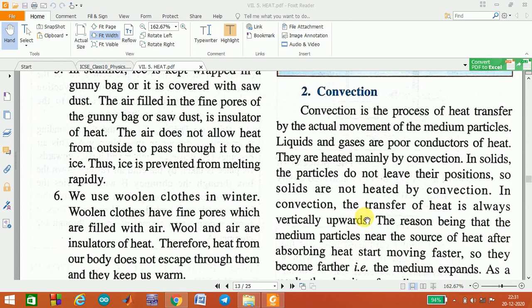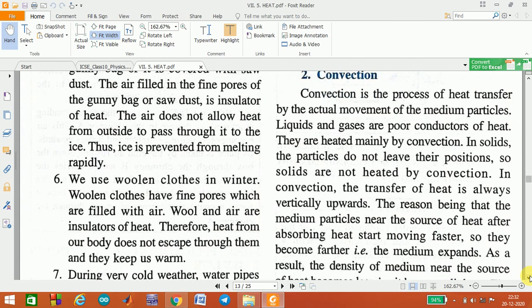In convection, the transfer of heat is always vertically upward. That means first the lower part will be heated, then gradually the heat will flow upward. Okay, for example, if you want to boil a pot of water, then the water at the bottom of the pot will be heated first, then it will gradually go upward, then the whole water in the pot will be heated.